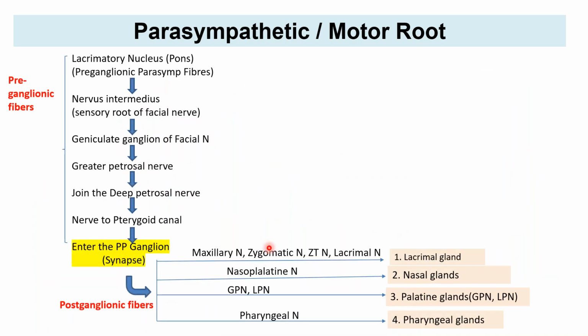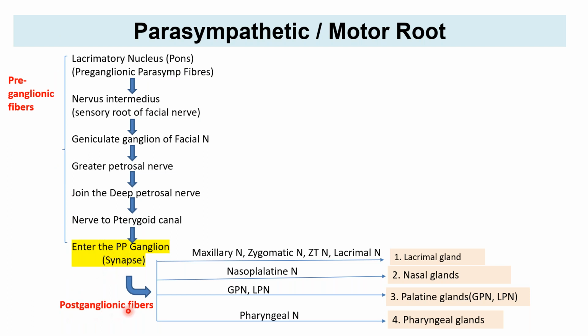So this is a simplified version of what we have discussed right now. Right from the lacrimatory nucleus in the pons, the preganglionic parasympathetic fibers arise into the facial nerve, its sensory root, to the geniculate ganglion of the facial nerve, which gives the greater petrosal branch of the facial nerve, the greater petrosal nerve. The greater petrosal nerve joins the deep petrosal nerve to form the nerve of the pterygoid canal, which enters into the pterygopalatine ganglion. So from here to here, these are all preganglionic fibers.